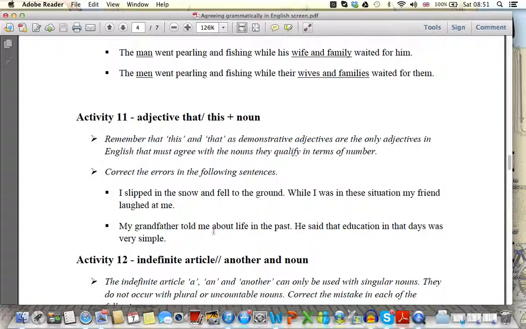And again, my grandfather told me about life in the past. He said that education in that days. So that here is singular, days is plural, it would be considered incorrect. We have to say in those days.